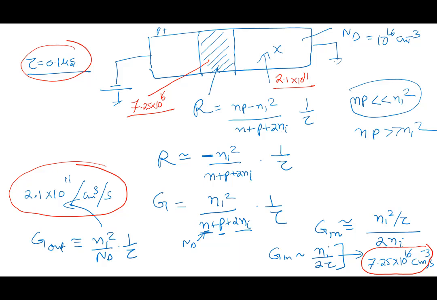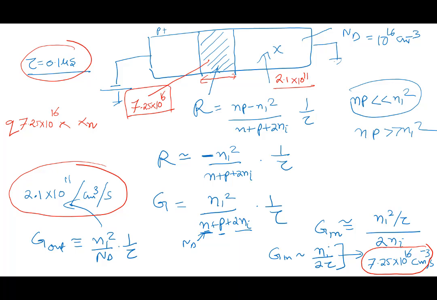Now we can calculate the reverse current. The reverse current due to generation inside the depletion region will be equal to what? This 7.25 into 10 power 16, this is the net generation rate per unit volume, multiplied by the width of the depletion region. Let's say the depletion region width is Xn, and multiplied by Q. That will give you the net current. See if it makes sense to you. Net current density.